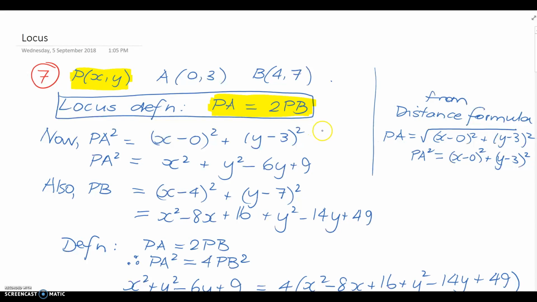So PA squared, I apply the formula with A and P, and I get this line here. That simplifies to this line here. Then PB squared, I'm using P and B this time, using the distance formula but without the square root. So that's what PB squared is, which simplifies to this line.